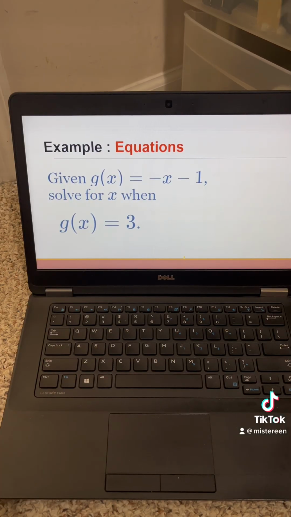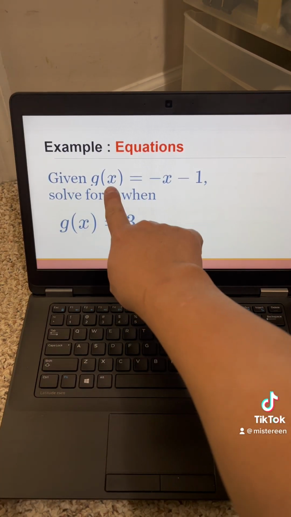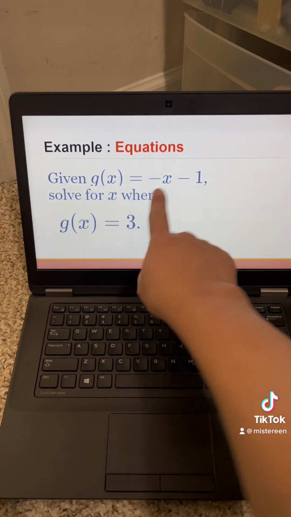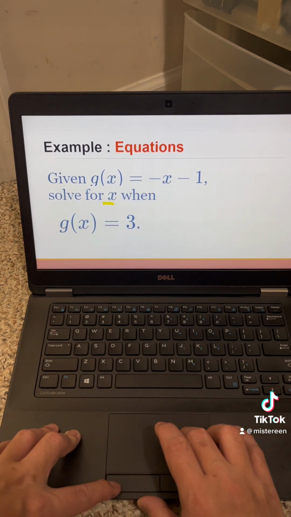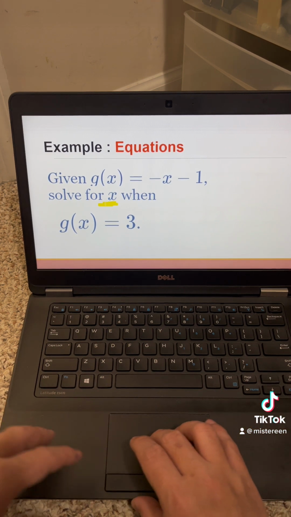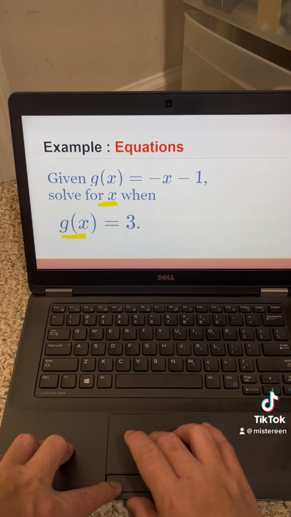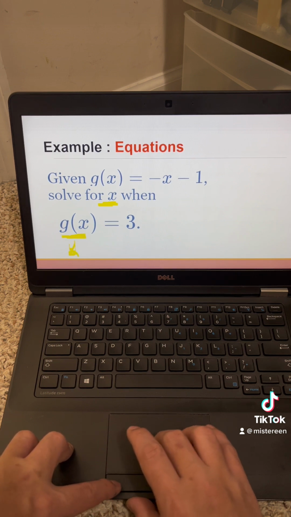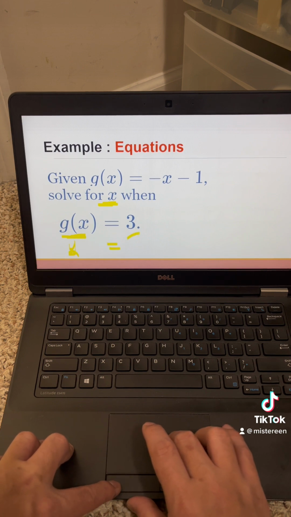All right, so for our final example in equations, we have here the equation g of x is equal to negative x minus 1. But this time, we're going to find or solve for x. We're not solving for g of x, we're solving for x. We're looking for the value of x. And the given is g of x. Remember that g of x is just your y. g of x is your y is equal to a positive 3.